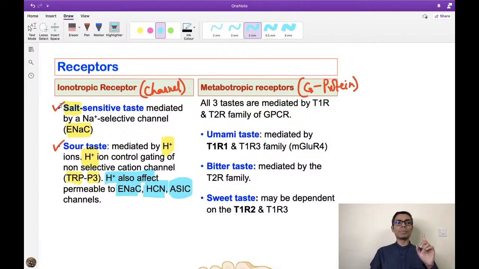That is all you have to remember about these two things. And believe me, if you remember this, you can answer any of the MCQs, whatever they may be, harder or easy. On the other hand, look at the metabotropic receptor.